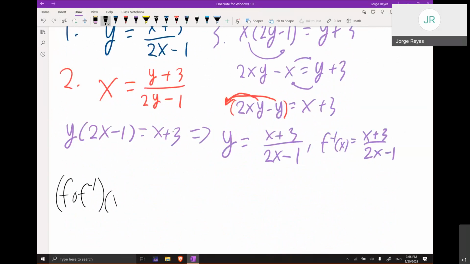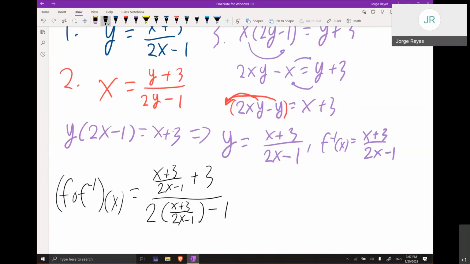So f inverse of x. So plug it into itself. So (x plus 3) divided by (2x minus 1), plus 3, over 2 times (x plus 3) over (2x minus 1), minus 1. Okay, so this is a little not pretty. Okay, I'm going to multiply the top and the bottom by 2x minus 1. So you're going to get x plus 3 plus 3 times (2x minus 1).